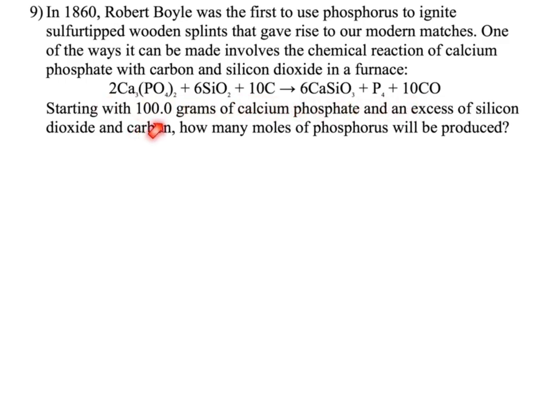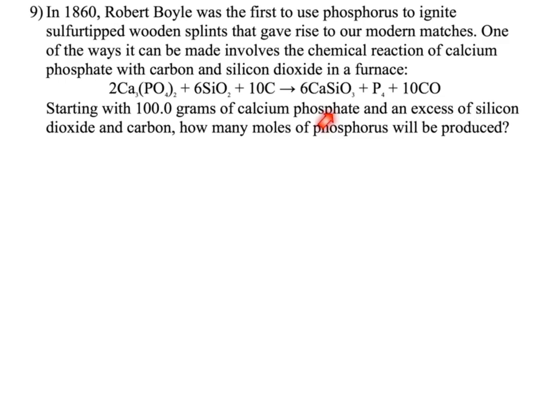It says starting with 100 grams of calcium phosphate and an excess of silicon dioxide and carbon, how many moles of phosphorus will be produced? Since we have an excess of silicon dioxide and carbon, really what we're worried about is this calcium phosphate. So we have to know what calcium phosphate is in this equation.